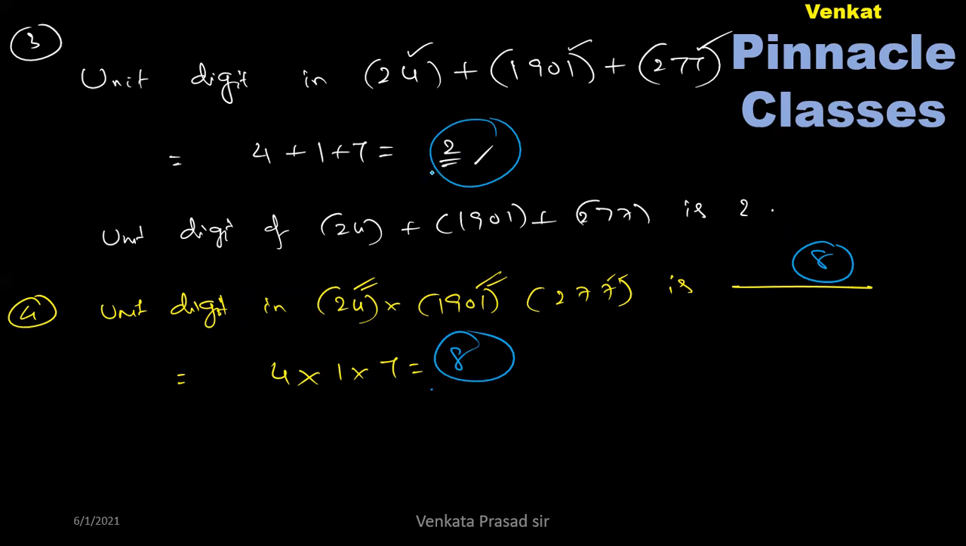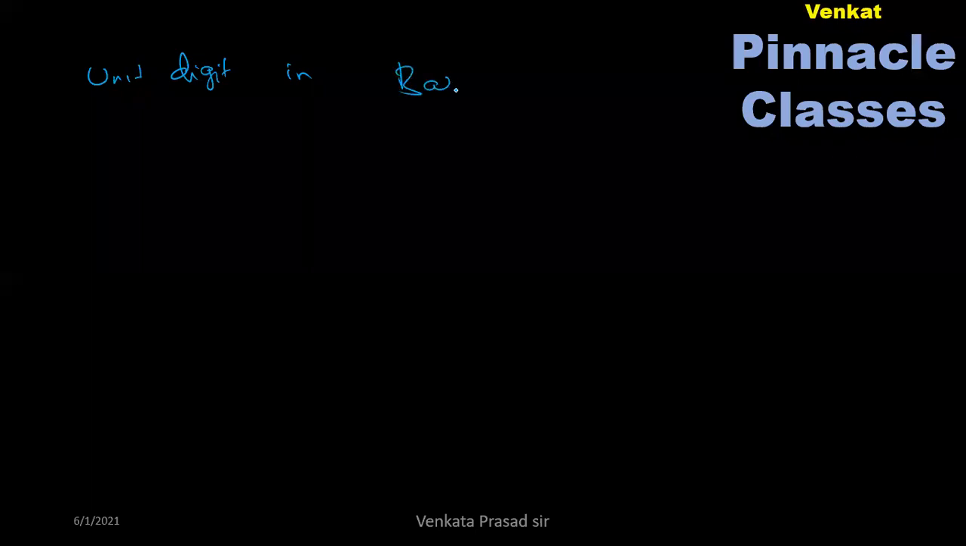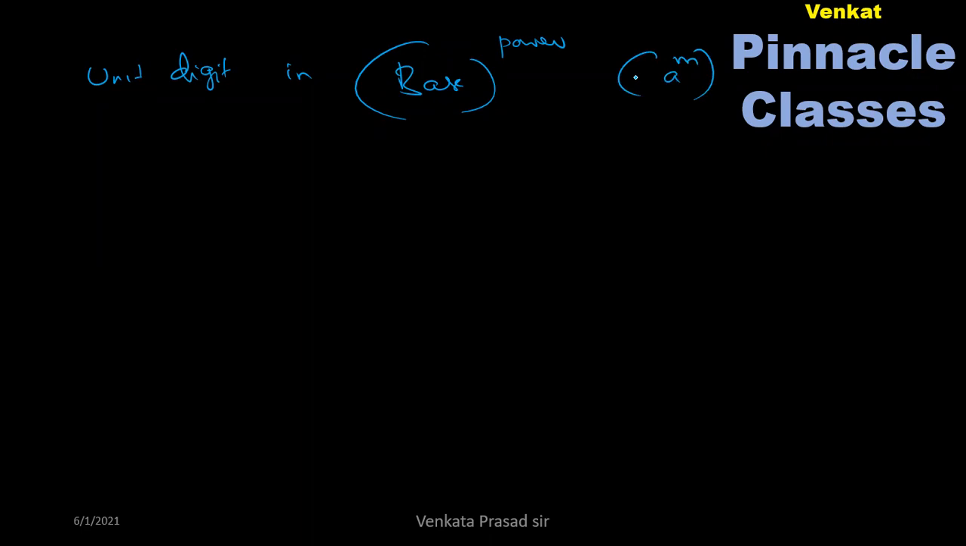Okay. Now this time we are discussing the unit digit in base power. Base power means exponent. This is nothing but an exponent. This is the format: a power m. Any number is there in the form of a power m. How to find the unit digit? That is the question.